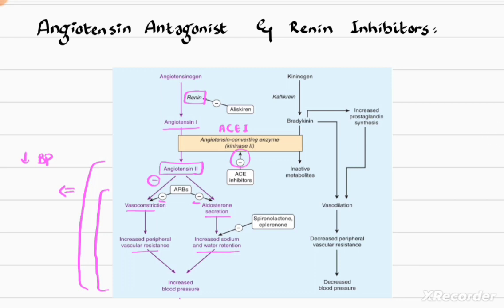A similar or parallel pathway that is occurring along with it is bradykinin mediated. Bradykinin is a very powerful vasodilator. As we can see, it causes vasodilation, and the peripheral vascular resistance is decreased, and a decrease in blood pressure is seen with this chemical compound.